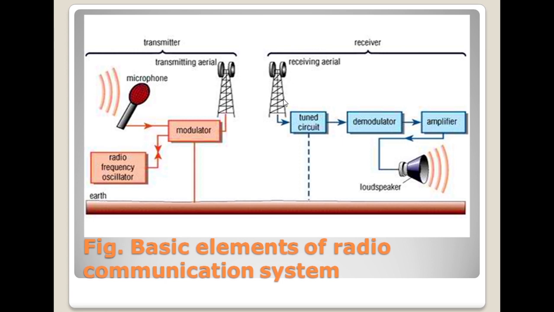And this is the total receiving process. This is transmitter and this is receiver. And this is receiving tower or receiving antenna, tuned circuit, demodulator, amplifier, then loudspeaker. This is the figure of basic elements of radio communication system. This is transmitter and this is receiver.